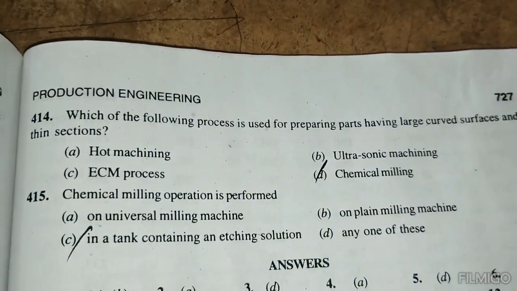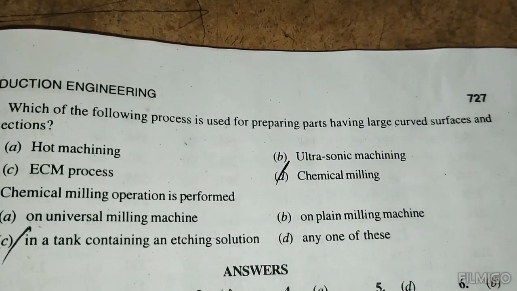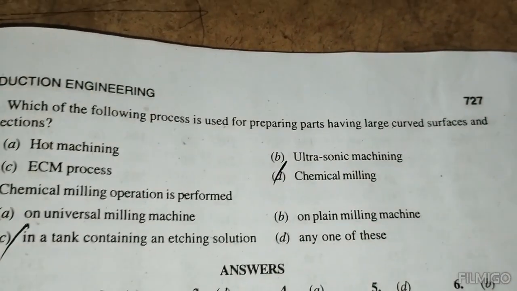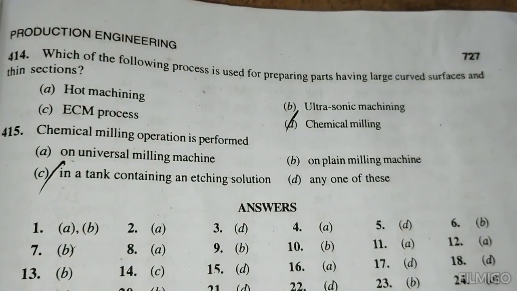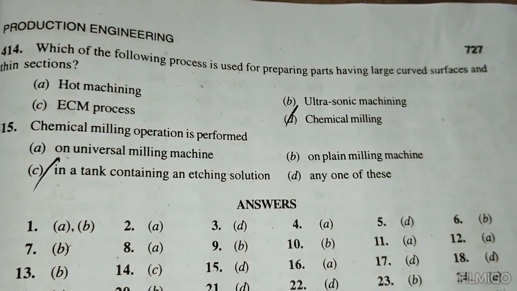Which of the following processes is used for preparing parts having large curved surfaces or thin sections? Chemical milling. Chemical milling operation is performed in a tank containing an etching solution.